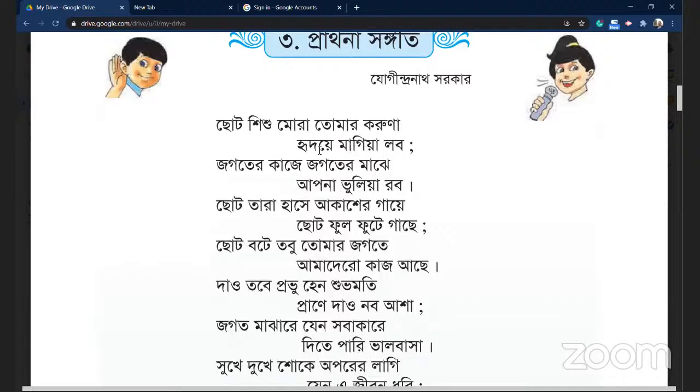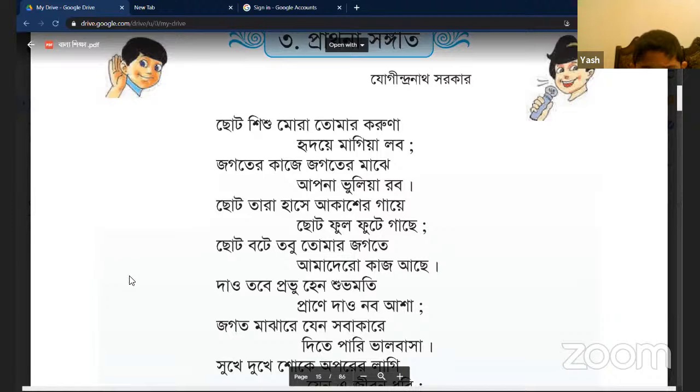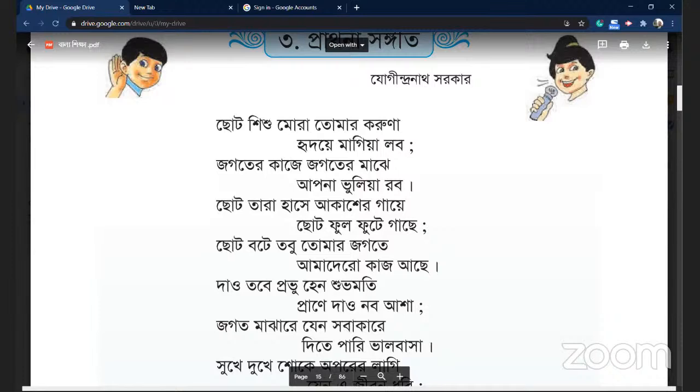Yes, can you read the second line? It's very easy. Which line? Second line of this rhyme.